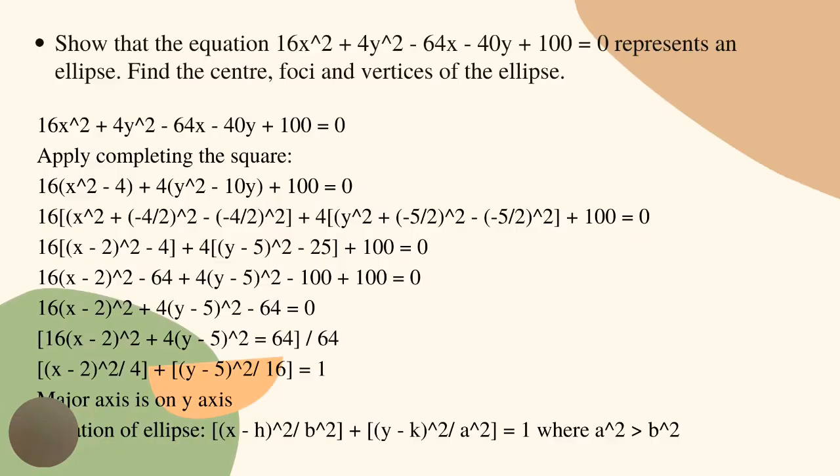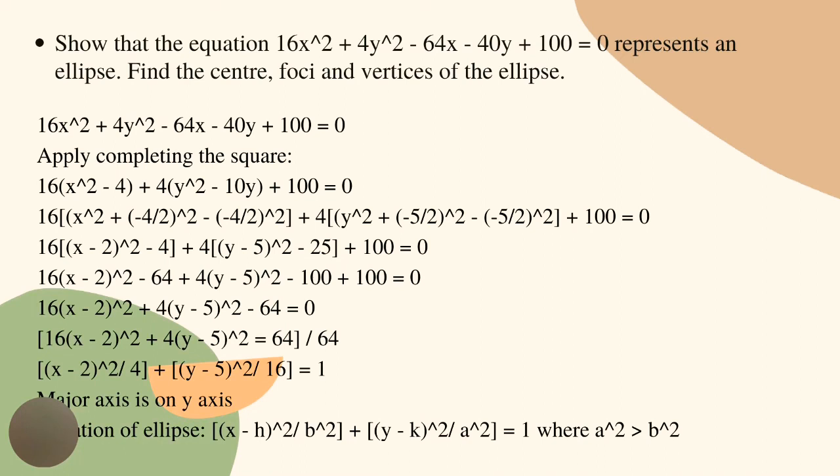So let's take a look at a question and see how we can apply the formulas that have been introduced to us. So the question reads, show that the equation 16x squared plus 4y squared minus 64x minus 40y plus 100 equals 0 represents an ellipse. Find the center, foci, and vertices of the ellipse.